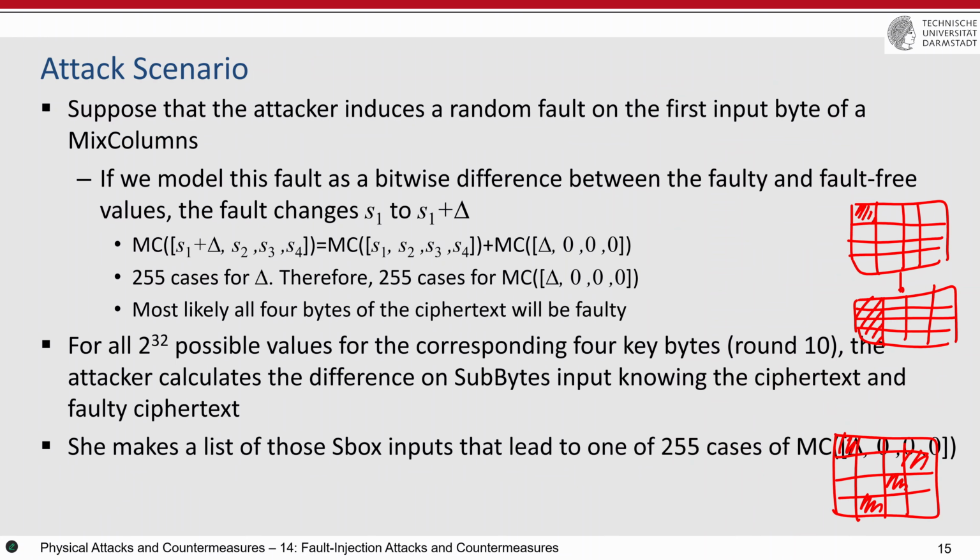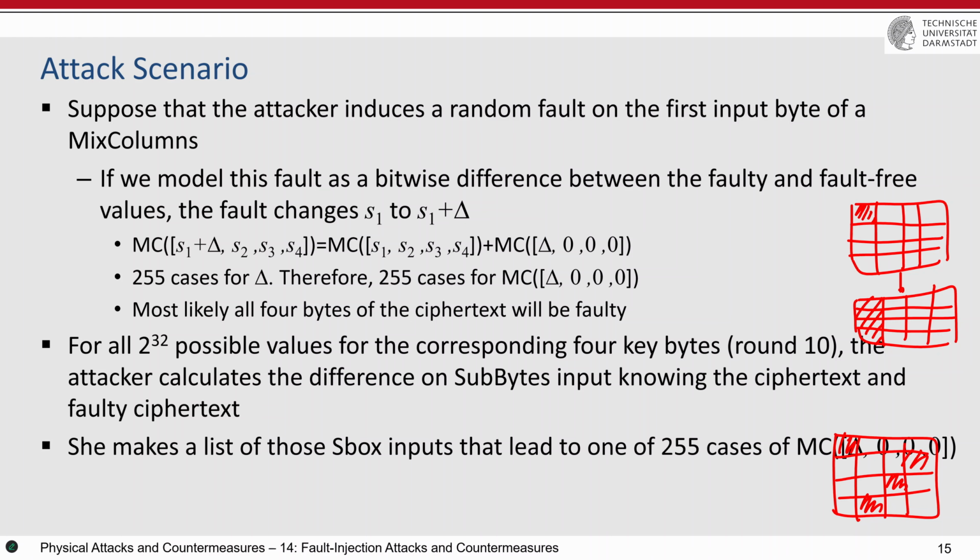Now, how the attack works: the attacker makes a list of the S-box inputs. We have just seen the S-box inputs. The mixed column of delta and 0 and 0 and 0 should be the difference at the input of the S-boxes at the last round. And then the attacker makes a list of those S-box inputs that lead to one of these 255 cases. It's exactly the same as what we have seen when you inject a fault at the input of the S-box, but one single bit.